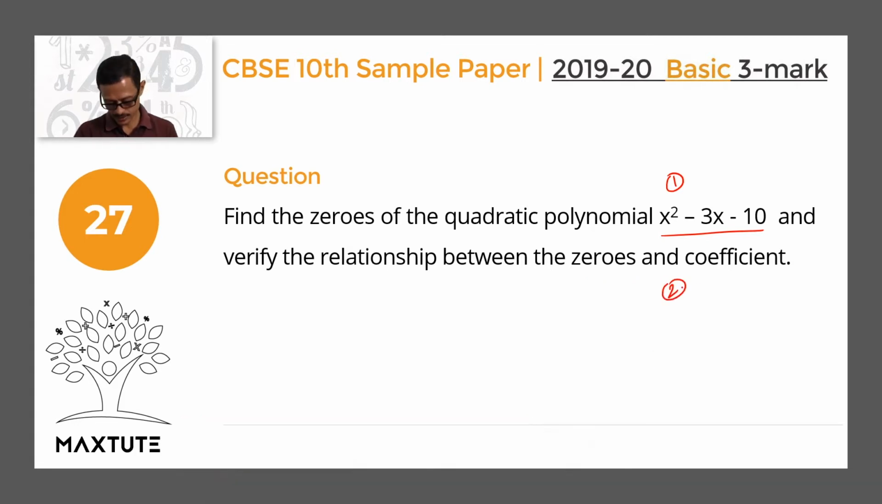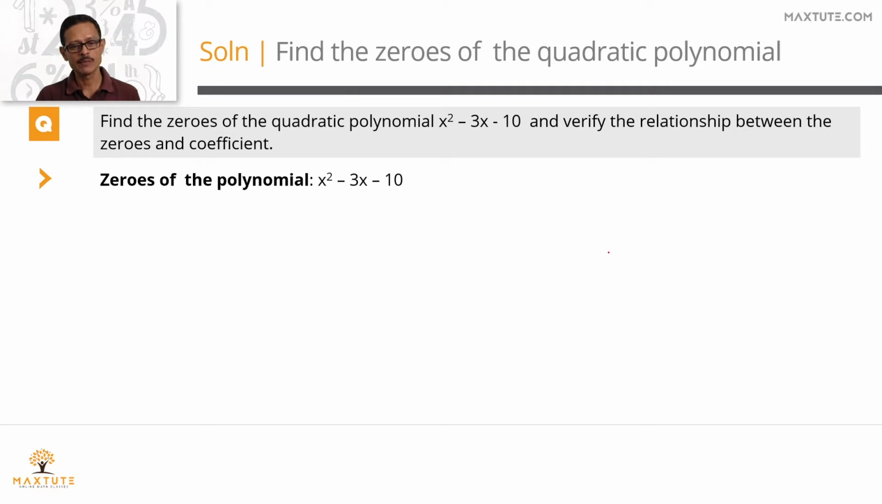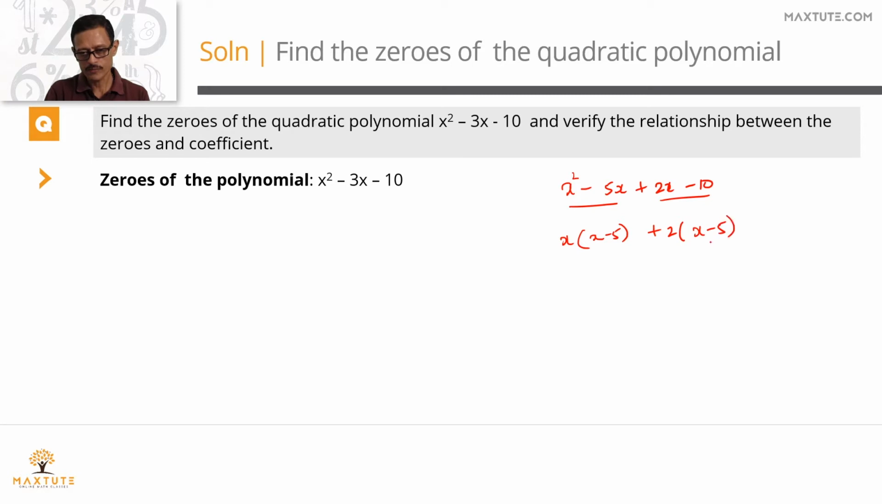Let's start with part 1. X square minus 3x minus 10 can be factorized. It's going to be factorized as x square minus 5x plus 2x minus 10. So sum is minus 3, product is minus 10. X common from these two terms, 2 common from these two terms. So x times x minus 5 plus 2 times x minus 5. X minus 5 common from both these parts. So x minus 5 times x plus 2.